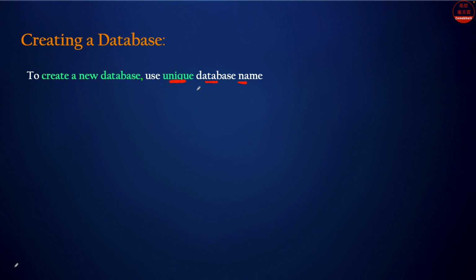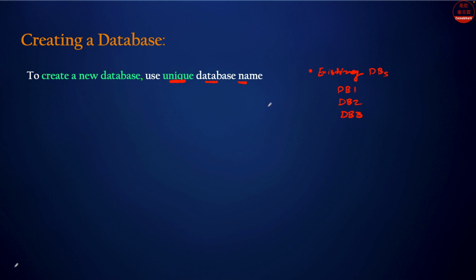What does that mean? It means we cannot use the same name twice. To understand this better, let's assume that we have some existing databases, and those are DB1, DB2, and DB3. So I have these existing databases. These are the three, right?